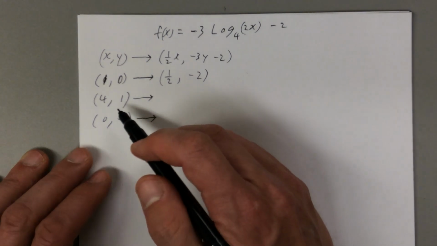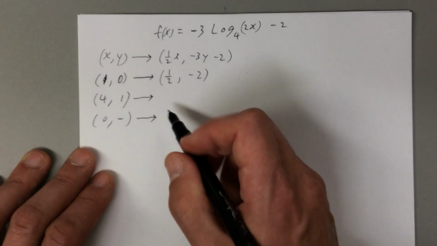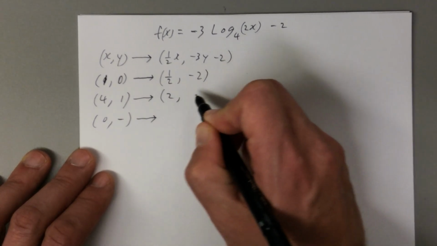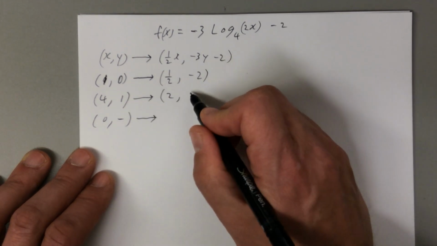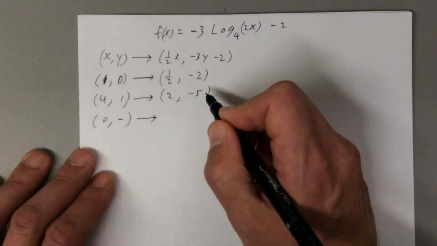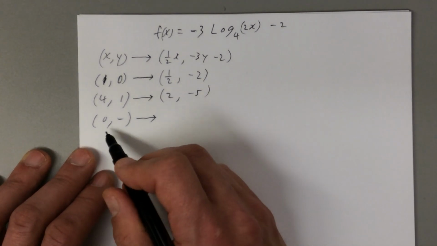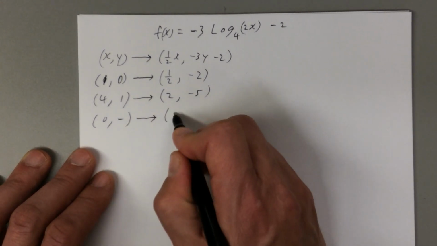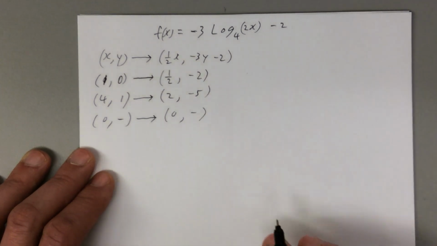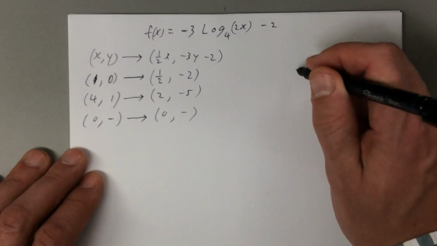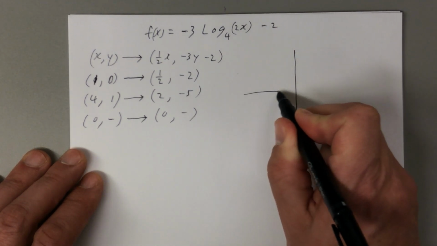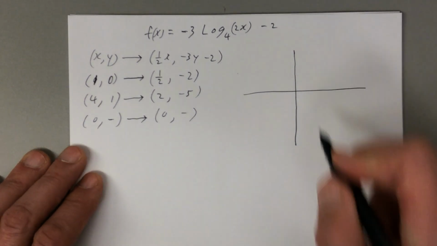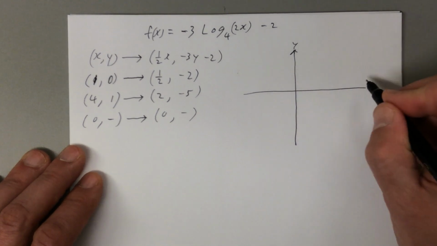Okay. And then 4 times 1/2 is 2. Negative 3 times 1 is negative 3. Minus 2, negative 5. Okay. And 1/2 times 0 is 0. Like we said, the asymptote stays the same. So let's take a look at what this looks like. Okay. So the y-axis is the asymptote.